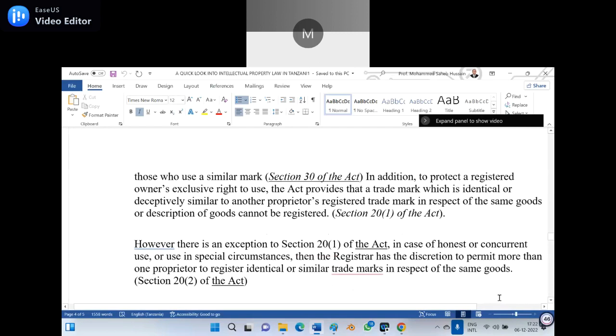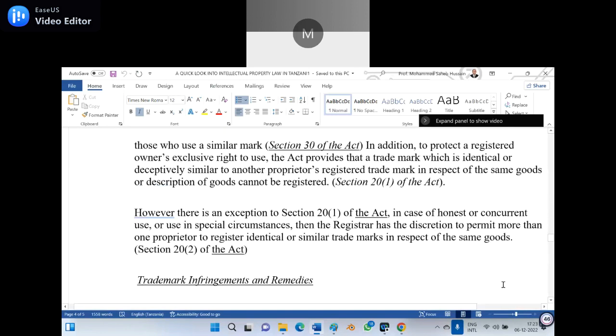Section 30 of the Act, in addition to protecting the registered owner's exclusive right to use, provides that a trademark which is identical or deceptively similar to another proprietor's registered trademark in respect of the same goods or description of goods cannot be registered. If the description is the same and one is already registered, then the second one cannot be registered on the same logo or same name and spelling, etc. That is clearly said in Section 20, Clause 1 of the Act.